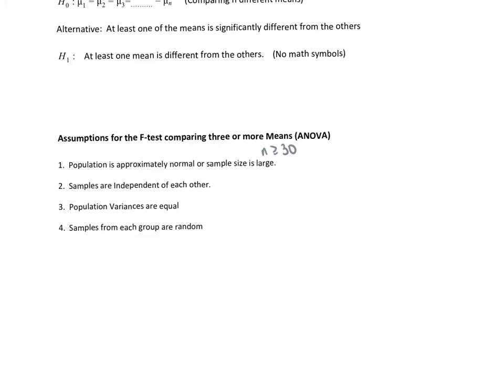The samples are independent of one another, so one group does not influence the other. The population variances are equal. That really just means the spread of the distributions are relatively the same. And the samples from each group are random, kind of a big thing that we've seen in most significance tests. So these are assumptions you should address in one way or another. But if you have these assumptions met, then we can do the ANOVA test.